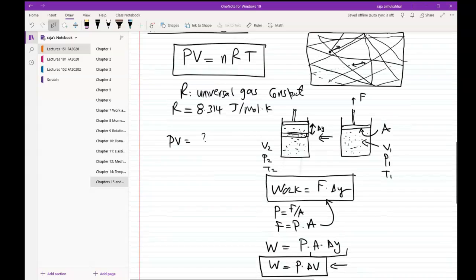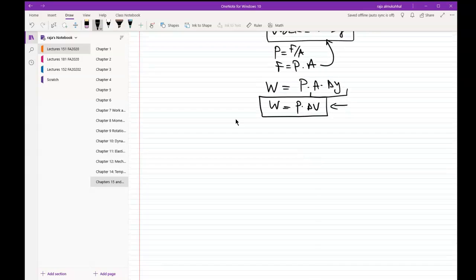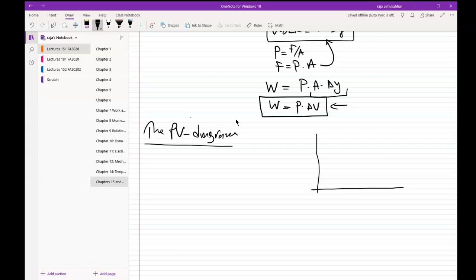There is something else before I move any further about this equation, and that is what is called the PV diagram. This is very important, the PV diagram. So what is that? Well, think of it like X and Y axes, but this time we're going to have a PV axis, where this is the volume. The volume is always on the horizontal axis, and the pressure, P, is on the vertical axis, like here, all right?